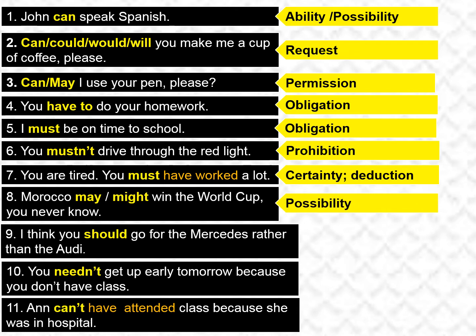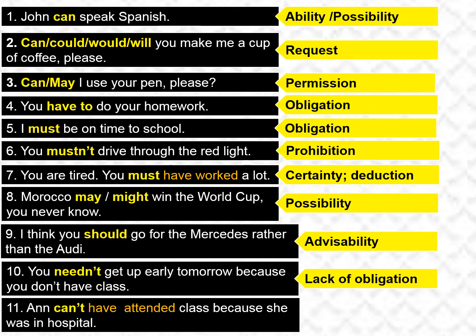Good. Nine, I think you should go for the Mercedes rather than the Audi. What is it? Should, advisability. Very good. Now, you needn't get up early tomorrow because you don't have class. So you needn't, you don't have to, that's lack of obligation. And the last one, Anne can't have attended class because she was in hospital. Impossible. It's impossibility. Yes. Very good.